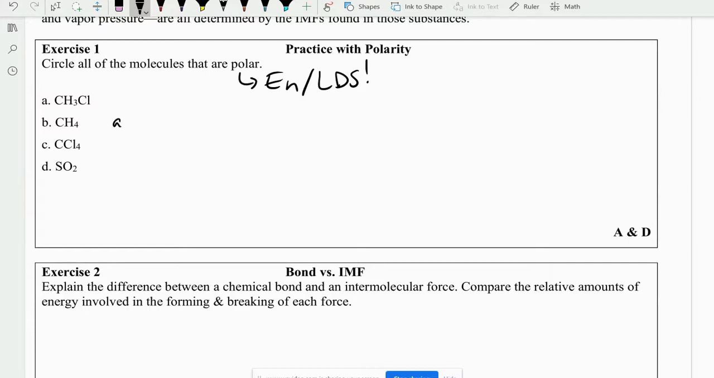So if we take a look at A, I'm going to go ahead and just draw the Lewis dot structure out really quick. Okay, so if we take a look at CH3Cl, you can see that chlorine is going to be more electronegative than the carbon it's attached to. And so therefore, chlorine is going to pull the electrons towards it, making that side of the molecule partially negative. Now, conversely, the other side of the molecule would likely be partially positive because most of the negative charge is hanging out next to chlorine.